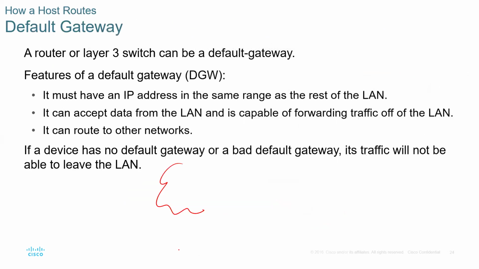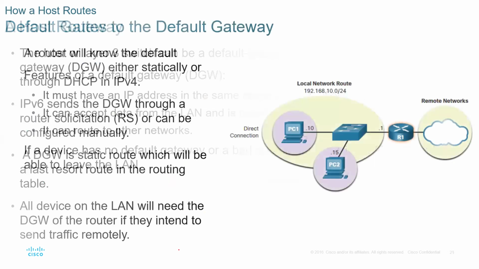Characteristic number 2, it can accept data from the LAN and it is capable of forwarding traffic off the LAN. It receives traffic from the LAN, and forwards it to other local area networks. It can route to other networks, we know. If a device has no default gateway or a bad default gateway, its traffic will not be able to leave the LAN. You can communicate locally, but you cannot communicate remotely. So the default gateway, very important.